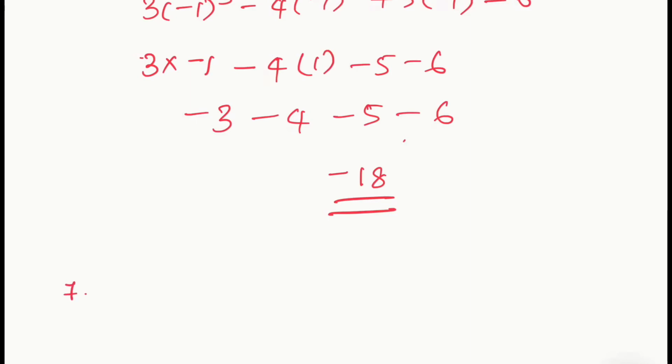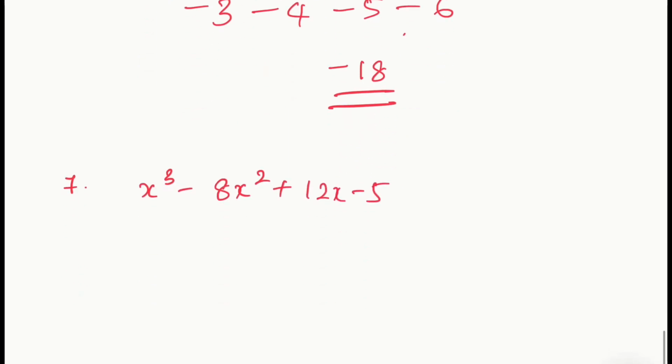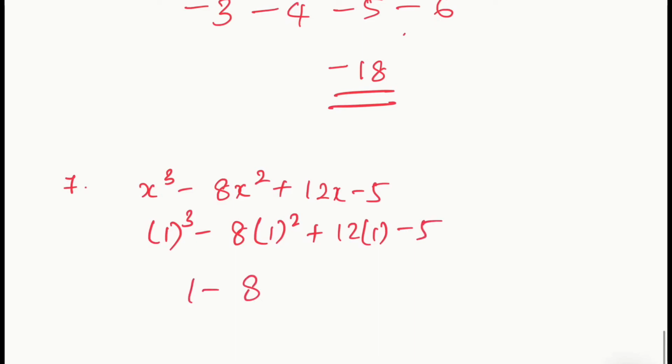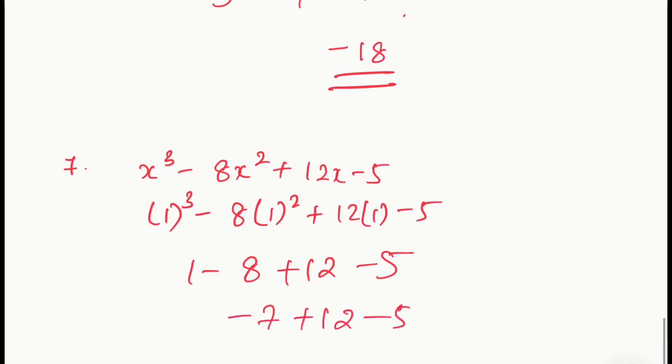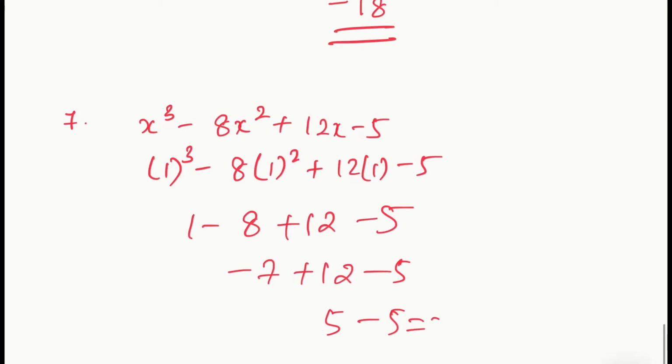Coming to the seventh question, show that the value of x cube minus 8x square plus 12x minus 5 is equal to 0 when x is 1. Just check. 1 cube minus 8 into 1 square plus 12 into 1 minus 5. 1 minus 8 plus 12 minus 5. Minus 7 plus 12 minus 5. That is 5 minus 5 is equal to 0.